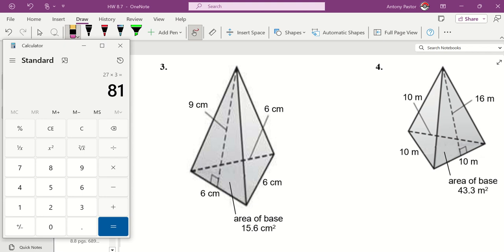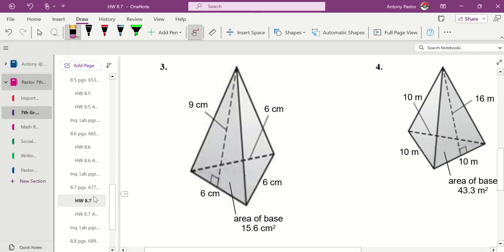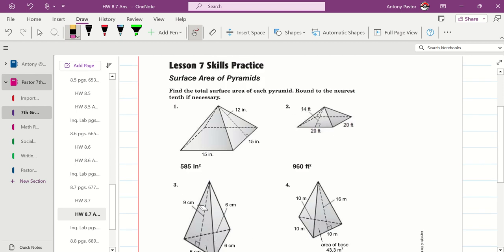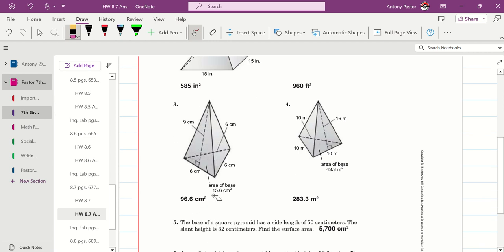What am I missing here? I'm missing the area of the base. What is the area of the base? The question already gave that to us. What is it, ladies and gentlemen? 15.6 centimeters. So I'm going to add 15.6 to it. So my total surface area for number 3 should be 96.6 centimeters squared. Let's check the answer page. And it is. Make sure you read the question carefully because some of these say round to the nearest tenth if necessary. We didn't have to because it was only 1 decimal.